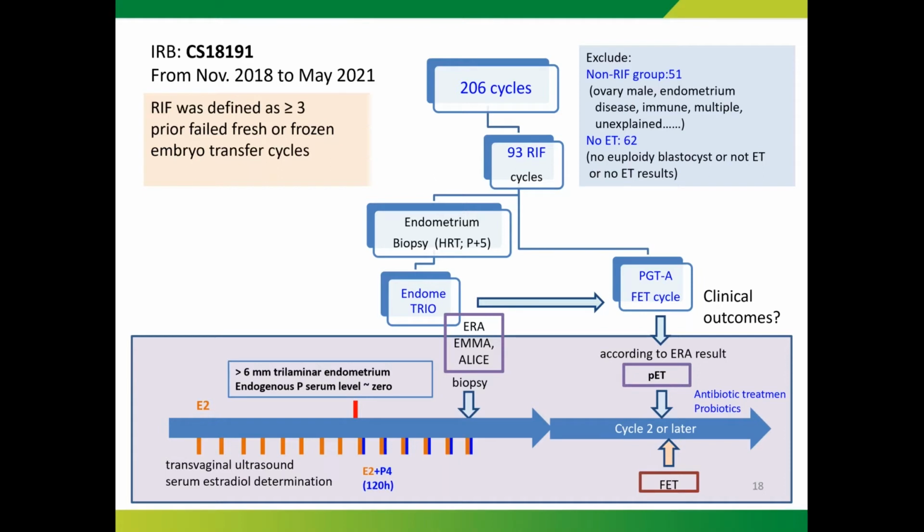The exclusion criteria were 51 non-IF cycles, including ovarian factor, male factor, endometrial disease, immune, multiple, and unexplained infertility factors. In total, 93 cycles were transferred with euploid or low mosaic blastocysts after endometrial testing.